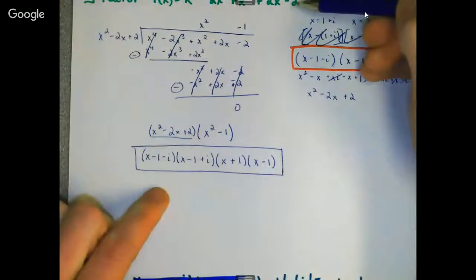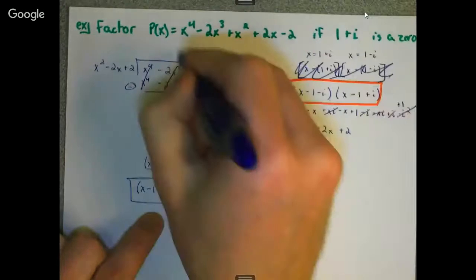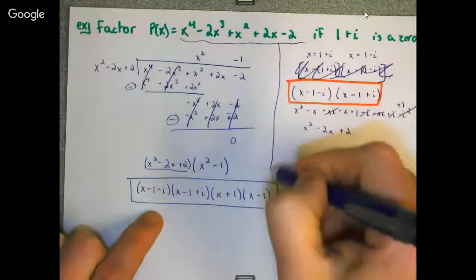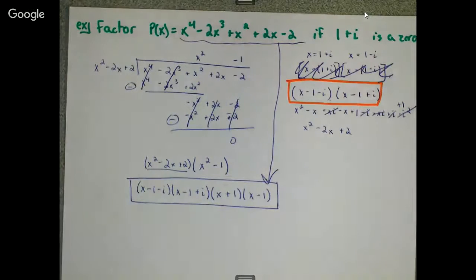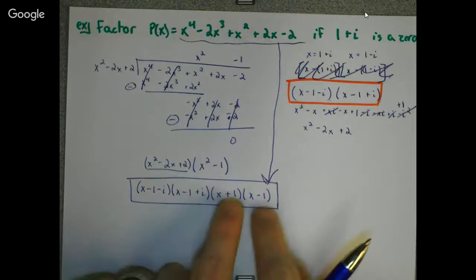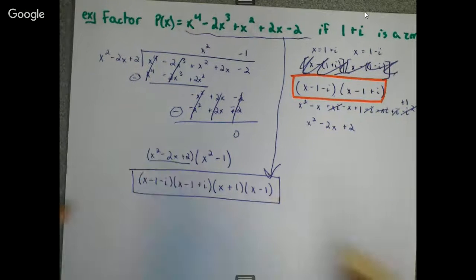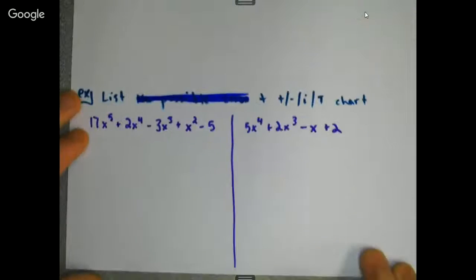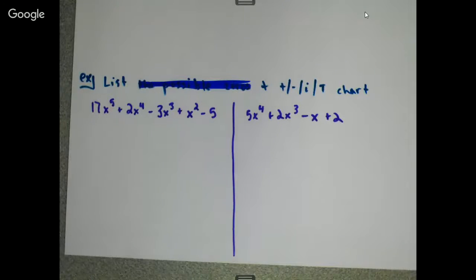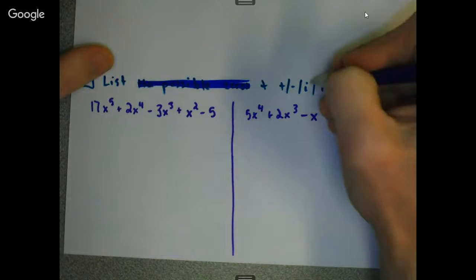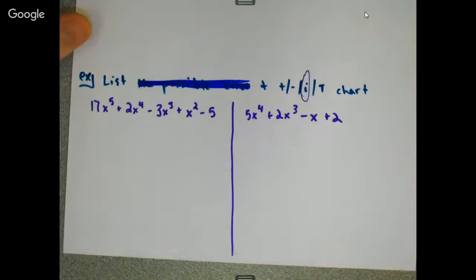So this polynomial right here is the same thing as that polynomial right there, just factored out completely. These are your reals. These are your imaginary because I got an i in it. So let's just review the plus minus i t chart because now we're actually going to get used to the i column.